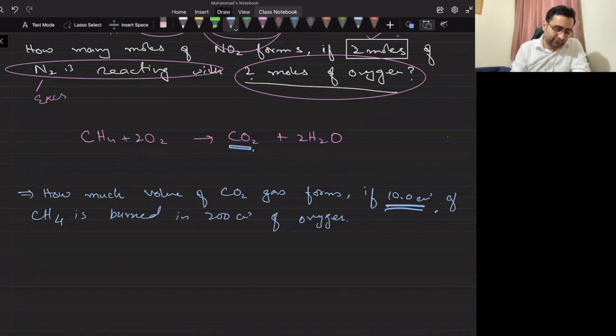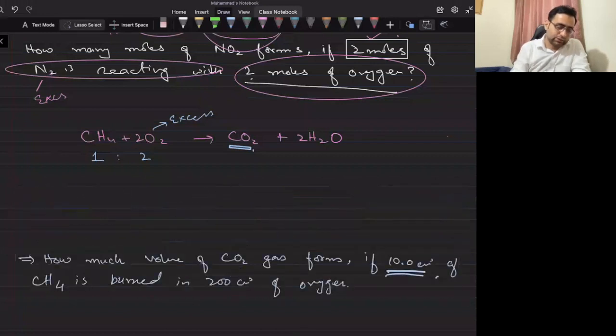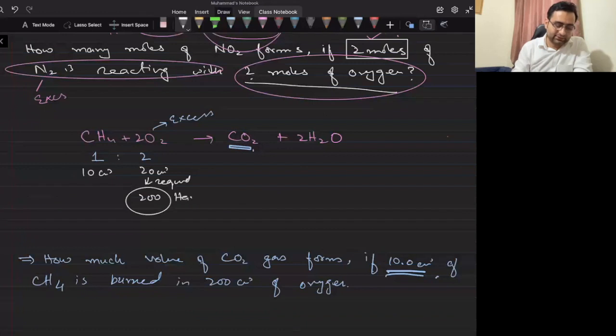Now for this, first of all, apply the molar ratio, 1:2. This oxygen is already the excess reactant. How can we determine why it is the excess reactant? You can perform the calculation because they are gases, so you don't need to find the number of moles. You can directly apply the molar ratio. For 10 cm cube of methane, you need 20 cm cube of oxygen. This is your required amount, but you have 200 cm cube. So oxygen is in excess. You will use only the limiting reactant.